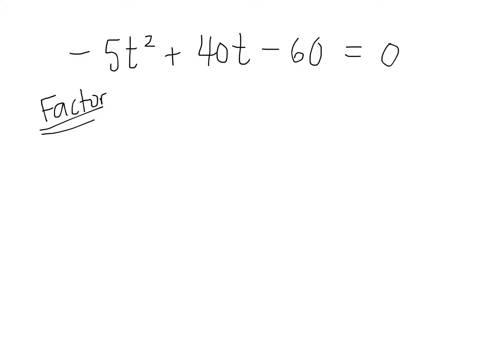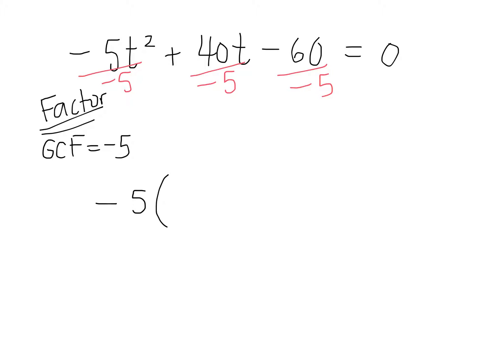Yes. So for factoring strategies, the first thing we look at is to see if there's a greatest common factor. Is there a greatest common factor? What is the greatest common factor? Negative 5, good. So we're going to divide everything by negative 5. How do you know that t is not a common factor? Because 60 doesn't have a t with it. Good. So factored form is going to be negative 5 bracket.